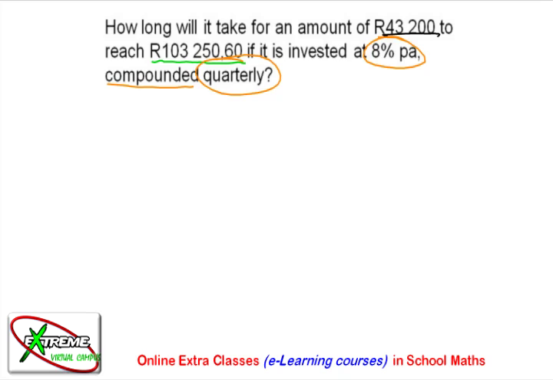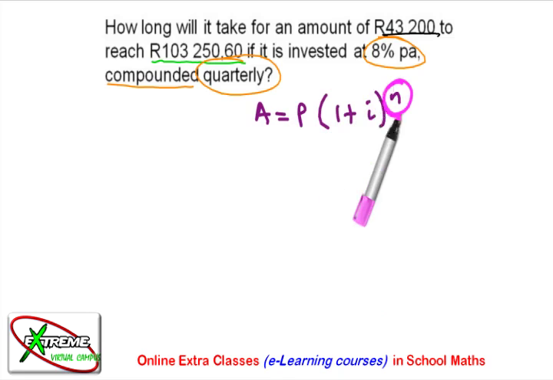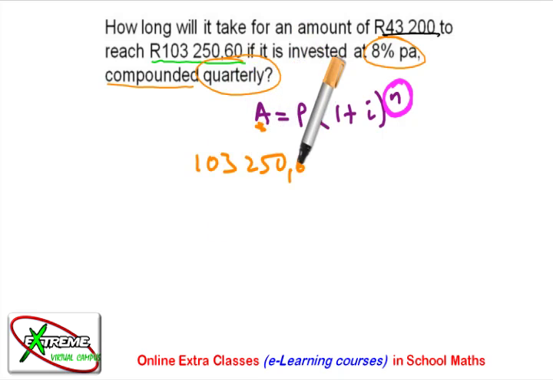your investment. So in the formula for compound interest, which looks like this, A is equal to P times by 1 plus i to the power of n, we are required to find n. That is ultimately what we are required to find. So if you look at A in that formula, it is the final amount. So we know that. That's 103,250 rands and 60 cents.